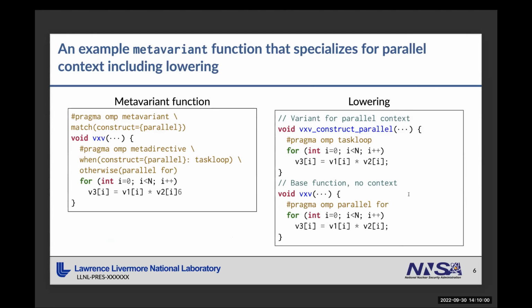the actual function on the left, meta variant match construct parallel. Inside of it, you have a meta directive when construct parallel, do task loop, otherwise parallel for. That might lower to something like a variant with the parallel construct context and a variant without it. In principle, it could have actually lowered to one function with an if statement and some stuff in here, as long as both of the target symbols expected by the ABI are emitted. So you might need to emit some aliases, things like that.